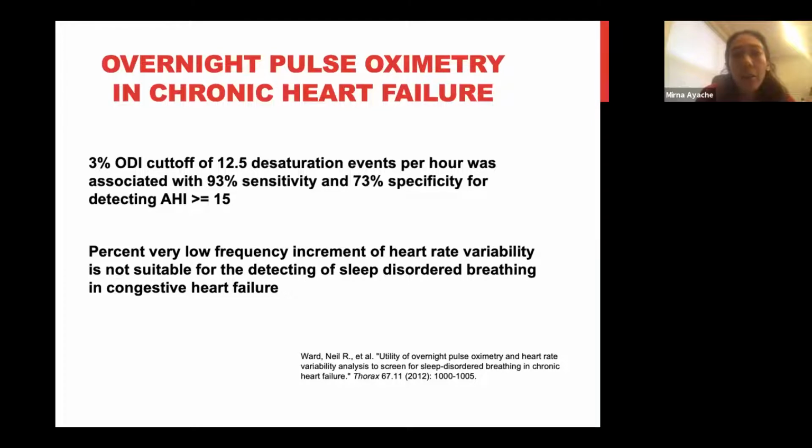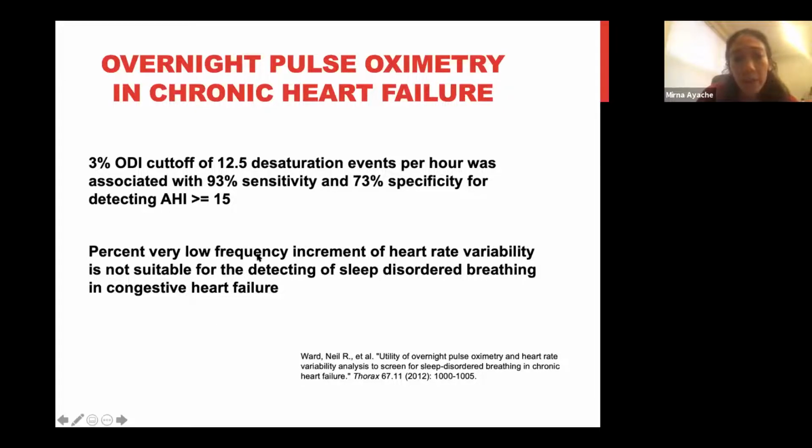In chronic heart failure, there is also a study that showed a very, very similar finding. It's amazing how similar it is. In this study, they also looked again at ODI and AHI, in particular in chronic heart failure patients, so some of those may have a central component. They found a cutoff of 12.5 desaturation events per hour was associated with 93% sensitivity and 73% specificity for detecting an AHI greater than or equal to 15. So it's also studied in chronic heart failure patients.